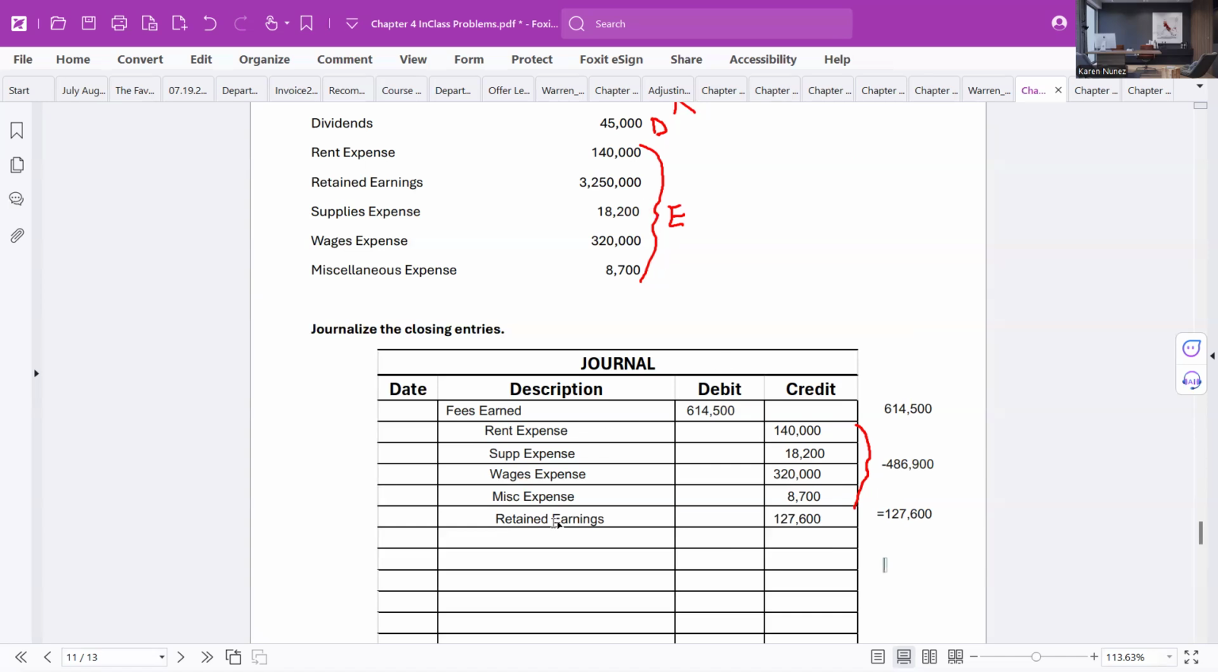And the last thing is to close dividends. So now dividends normally has a debit balance. To close it, we're going to credit it. And we debit retained earnings for 45,000. And we close dividends for 45,000. And that's our two-step process, closing entries. And we have net income. So we've not yet seen closing entries with a net loss. That's the last thing that we're going to look at. Closing entries with a net loss.